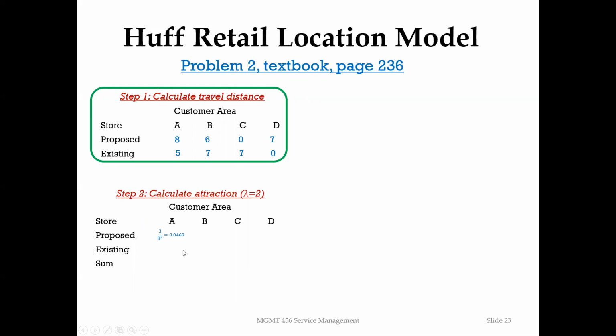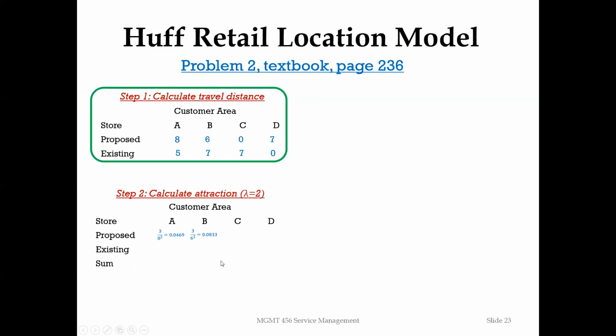What is the attraction for the proposed store in customer area B? Again, the numerator is the store size, which is 3. The denominator, 6, is the travel distance between B and the proposed store. So again, we do squared because of lambda.